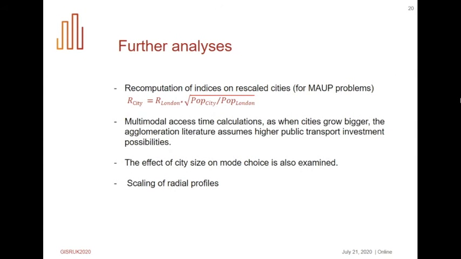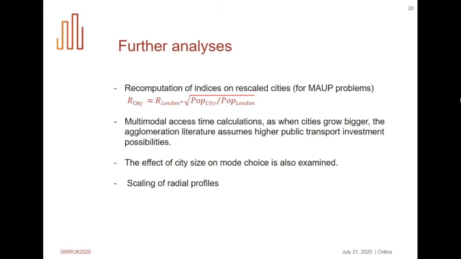Okay, so the next steps of the research are to recompute these indices on rescaled cities to offer a solution to the modifiable area unit problem, applying a formula linking city area and population. Second, since this paper is about aggregated measures and the effect of population size, adding a public transport counterpart seems highly necessary, because the agglomeration literature would make the case for higher possibilities to invest in public transport when cities grow bigger.